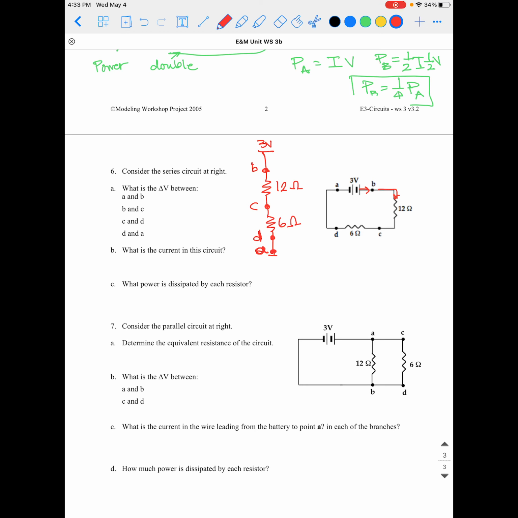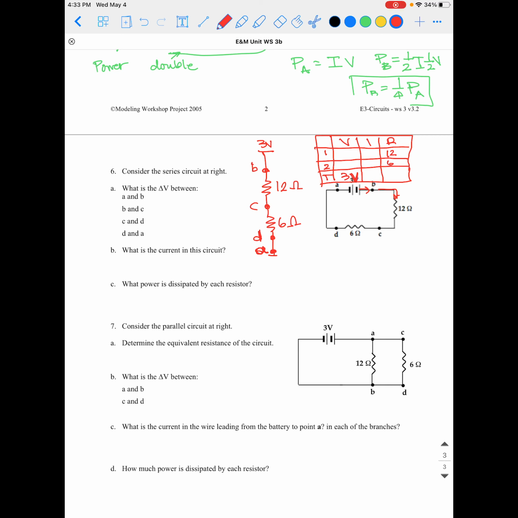The next thing I like to do, and I'm going to do this small because I need space for my other one, is to draw a VIR chart. So VIR at the top. I'm going to put my resistors in here, 1, 2, and then my total down here. And then I'm going to fill in the information that I have. My total voltage is 3. My resistors, for 1, are 12 and 6.